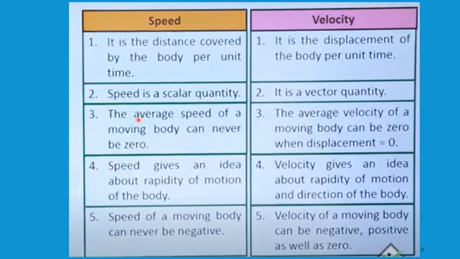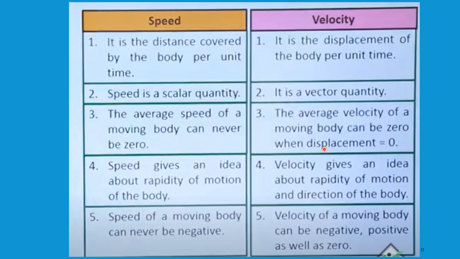Third difference, the average speed of a moving body can never be 0 because the body always covers some distance. But the average velocity of a moving body can be 0 when displacement is 0. Sometimes average velocity may be 0 because, when the initial position and final position of the body are the same, the displacement will be 0.